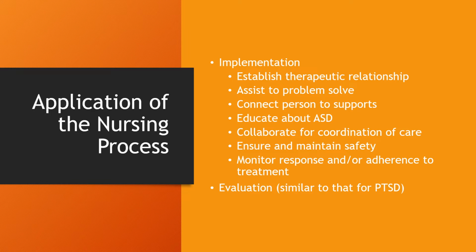As nurses, we need to establish a therapeutic relationship so we're able to assist with problem solving. These are implementation now of our interventions. We also want to connect persons to support. That could be family or friends. We need to educate about acute stress disorder, collaborate for coordination of care, ensure and maintain safety, and then monitor response and or adherence to treatment. And of course, we will evaluate our patients, and this evaluation, again, will look similar to PTSD.